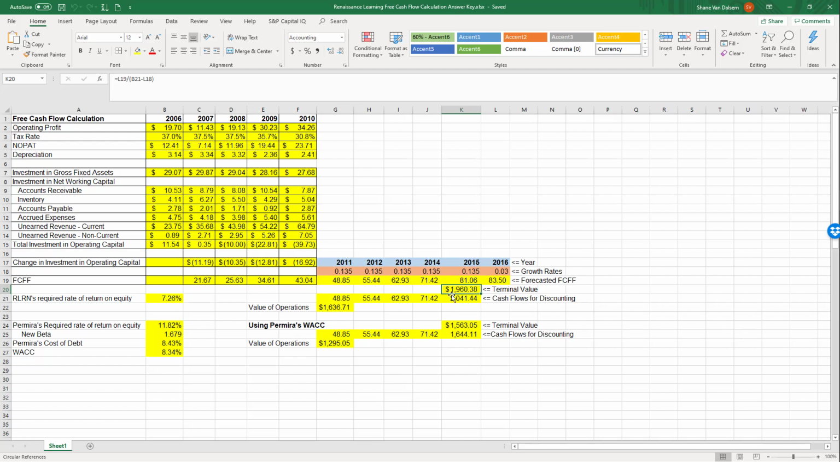And then if we find the present value of the free cash flows to the firm and the terminal value here in 2015, we get a value today of $1.636 billion. So quite a big value there for this firm. And I'll come back and discuss that here in a minute.